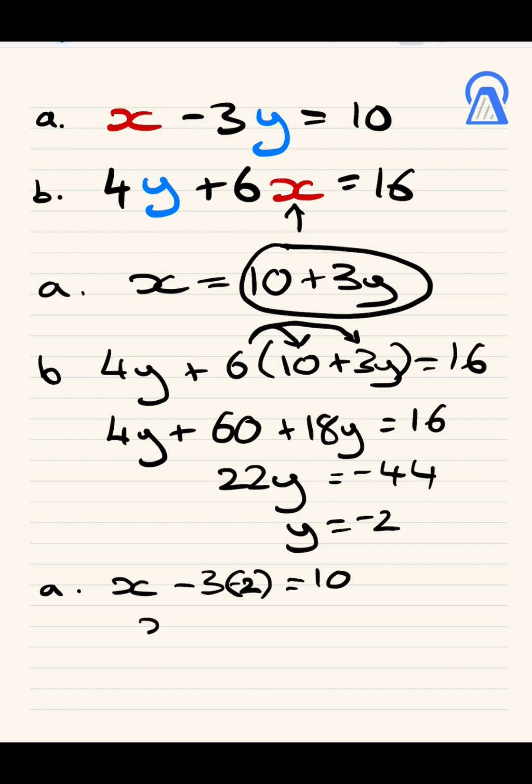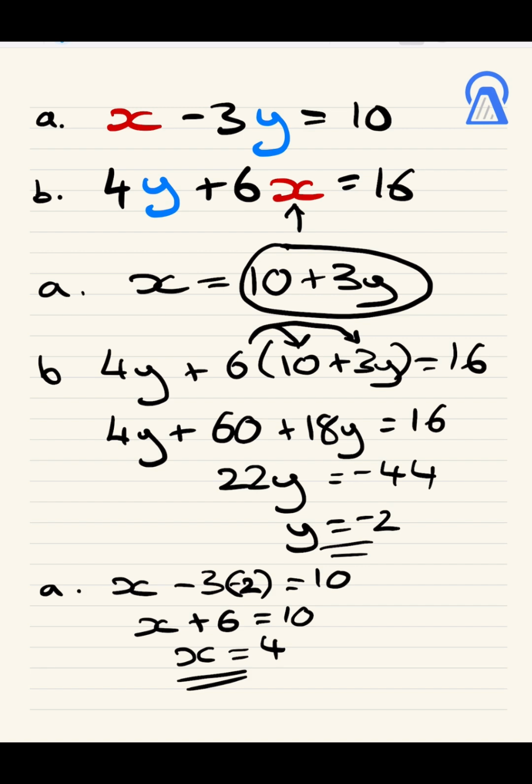So let's work this out. Negative 3 times negative 2 is positive 6. So I've got x plus 6 makes 10. Now if I take 6 away from both sides, that gives me x is 4. So hopefully, if I've solved this correctly, y is negative 2 and x is 4.